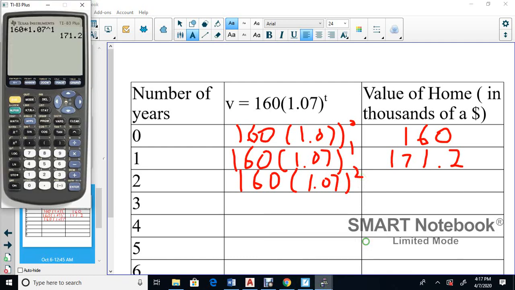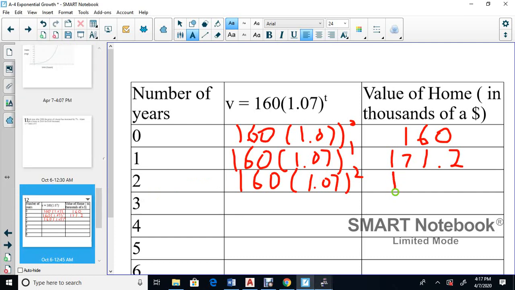Next one, 160 times 1.07 to the exponent 2. So again, I return to my calculator, and I put 160 times 1.07, it has to be 7 at the end, to the power of 2. You can use your own calculator, you just have to figure out the exponent key. And here you had it equals 183.2. So we'll put 183.2 rounded. Then you go 160 times 1.07 to the exponent 3.